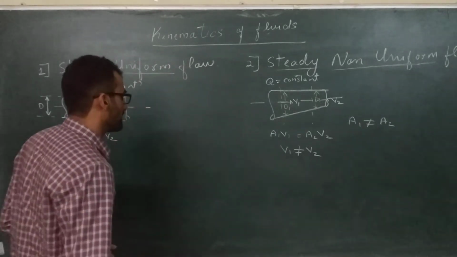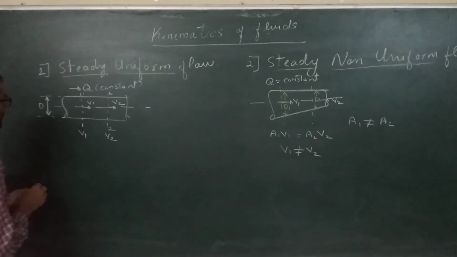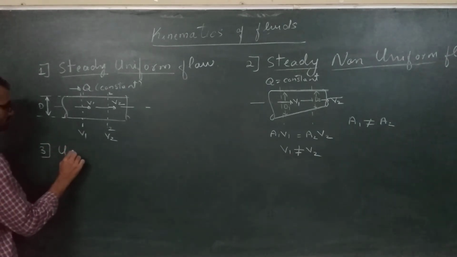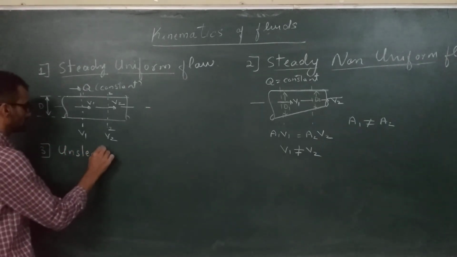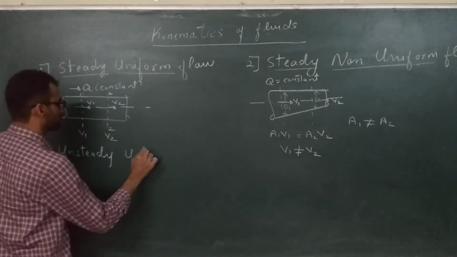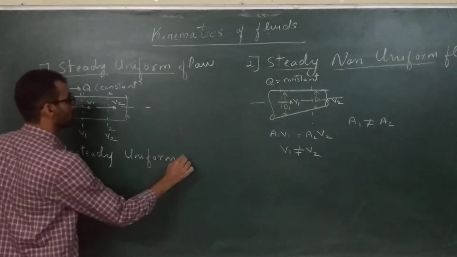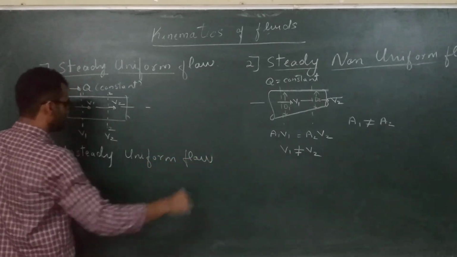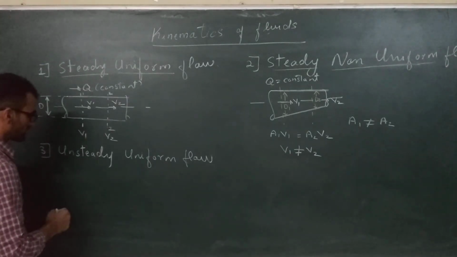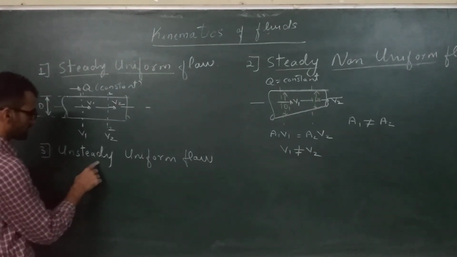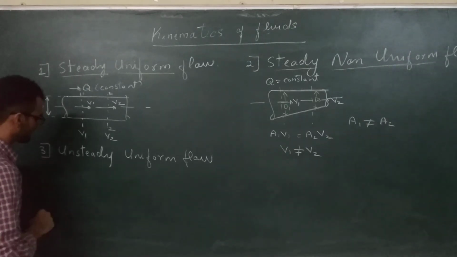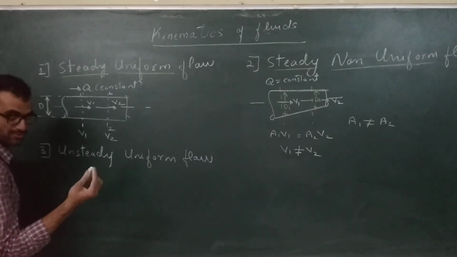Now we'll see an example of unsteady uniform flow. So let us consider, now you have already understood that for the flow to be steady or unsteady, it depends upon the volume flow rate or discharge. So unsteady flow means the discharge should vary, of course.